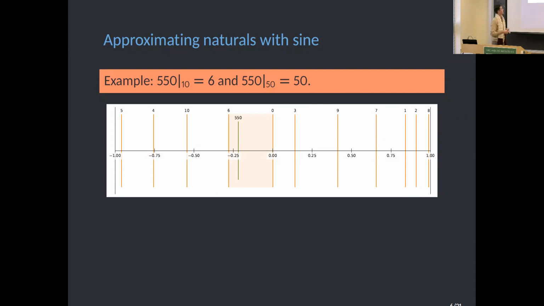And so then we're trying to approximate 550. We think of where its sine value lands, and basically we're just looking to the left of that and seeing what number gives us that bar. So in this case, we're looking for 550, and we go to the left and we find sine of 6. So we would say the best approximate of 550 up to 10 is 6. And in fact, for this shaded region, every natural number whose sine value falls in that shaded region is best approximated by 6 up to 10.